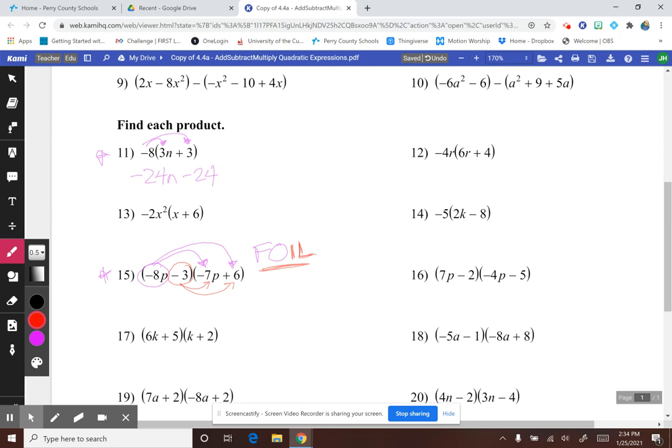But I want you to understand it's really just the distributive property. That's really all you're doing. So let's go ahead and work through this process on number 15, and I think that's going to help you get the rest of these finished up.